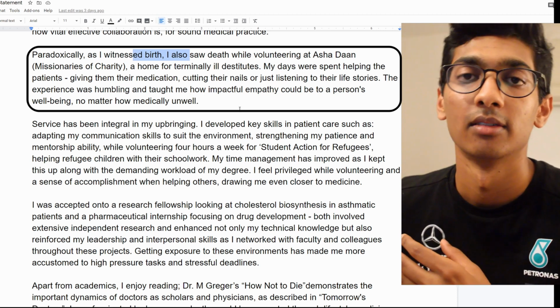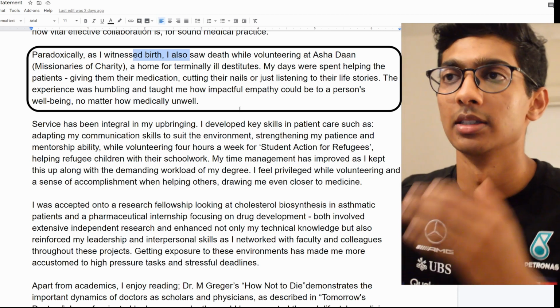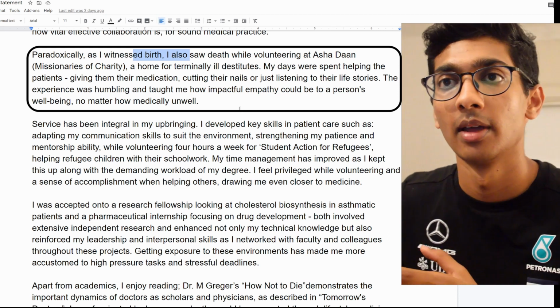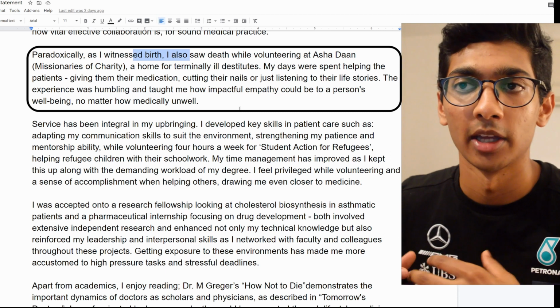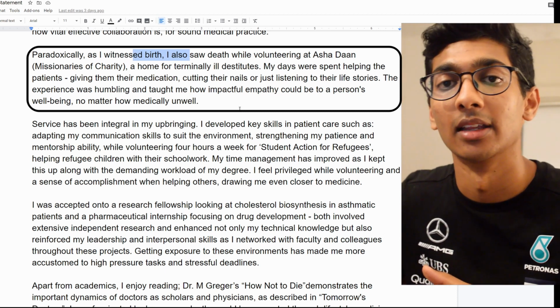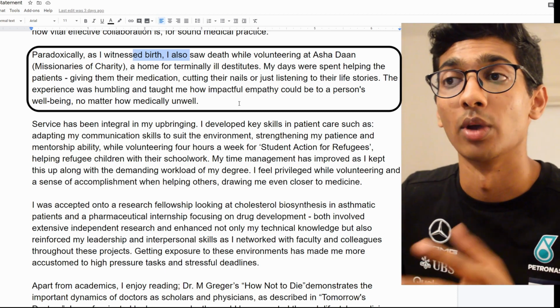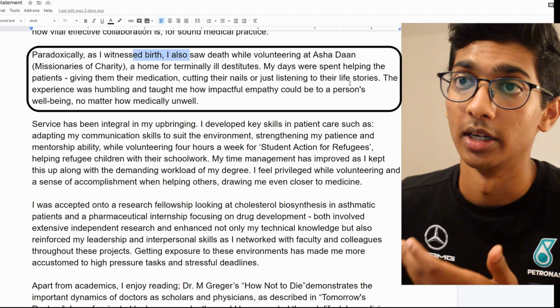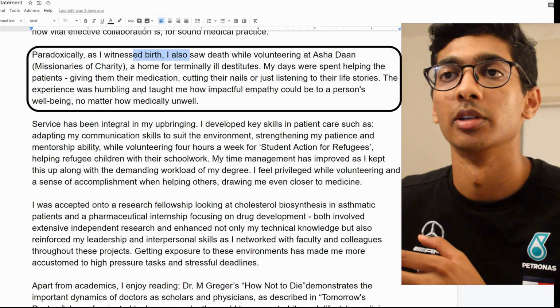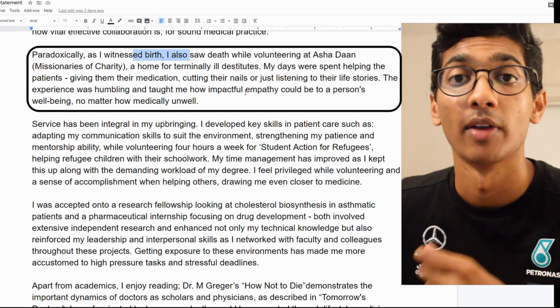And again, the structure that you should maintain is: describe briefly what you did, then reflect on the skills that you saw and gained from that experience, and then connect that again in the conclusion to how that can make you a better medical student or a better doctor. So again, here I described what I did and connected those experiences to the skill of empathy and how that can help patients.